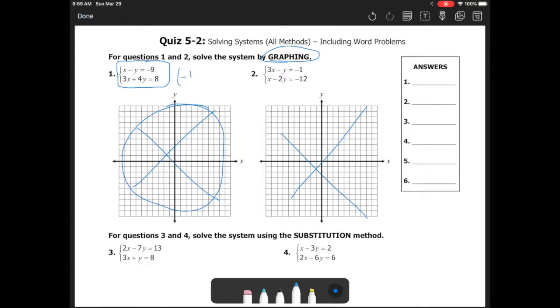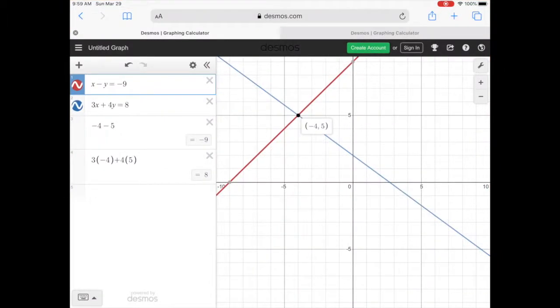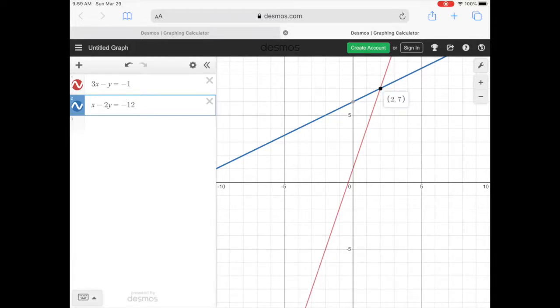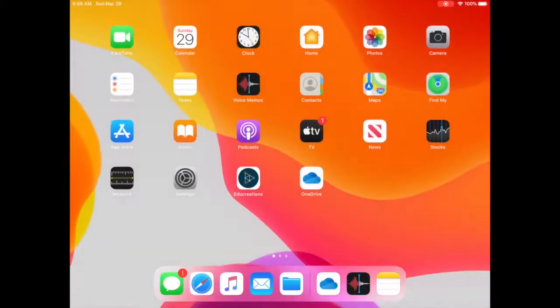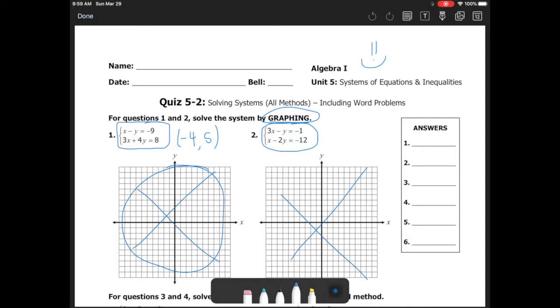You would write your solution like this. Okay, for question number 2, we're going to do the same thing. Just type in the equations. Let me go back to Desmos. I have another tab open for that one. It is right here. And then you take a look at the graph where they intersect and you just tap on it. Your x value is 2 and your y value is 7. So going back over to our paper, our x value is 2 and our y value is 7. All right, that's how easy it is to solve by graphing.